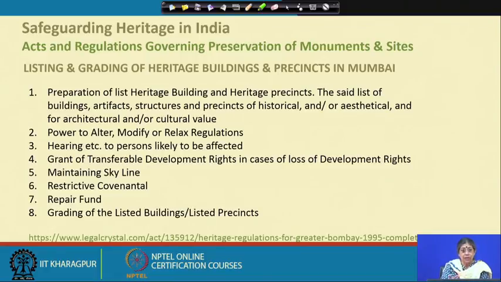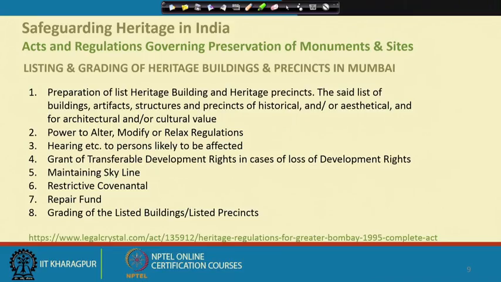So, it is the democracy, the participatory part of the stakeholders. Grant of transferable development right in cases of loss of development right, TDR. TDR is very important: if somebody is being affected by this provision or the implementation of the law, he has to be compensated. So, TDR becomes a very powerful tool for that.